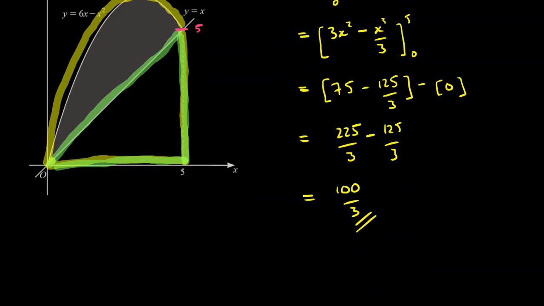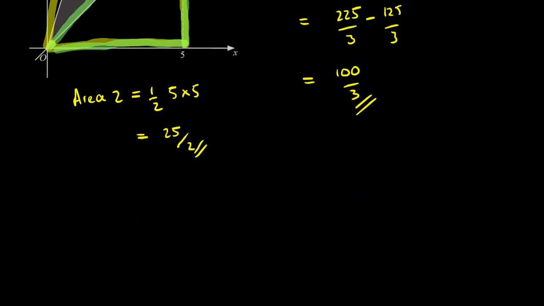Now let's find the area of the triangle, which I'll call area 2. Well, that's equal to a half of base times height. What's the base? The base is 5, that distance there. What's the height? The height is 5, that distance there. The area is going to be a half of 5 times 5, and so that's going to be equal to 25 divided by 2.